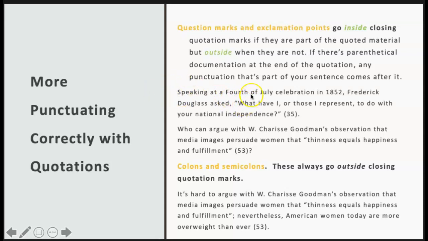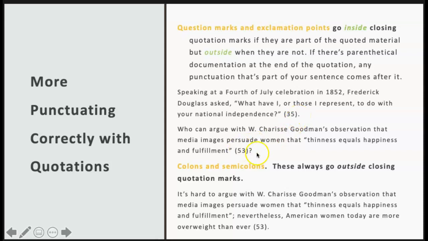Speaking at a 4th of July celebration in 1852, comma, Frederick Douglass asks, comma, open the quotes, "What have I, or those I represent, to do with your national independence?" So the question mark is put inside the quotes because this is an actual question that he asked, but it is not the end of the sentence. It is part of a full sentence, but it was a question within this sentence, okay? So you have the question mark, close the quotes, 35 in parentheses, period after the parentheses.